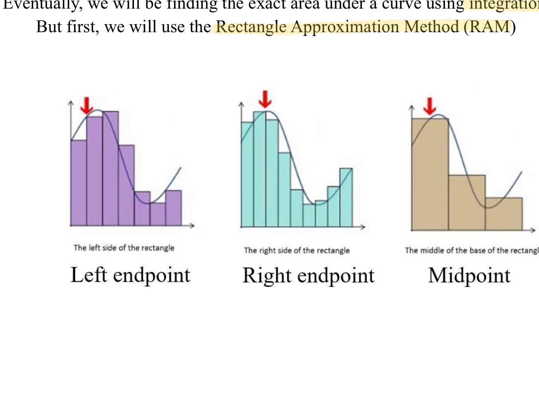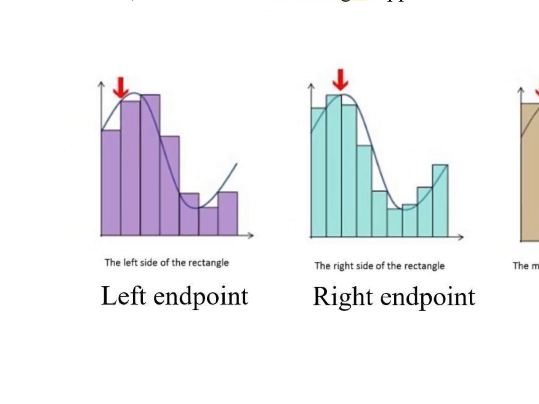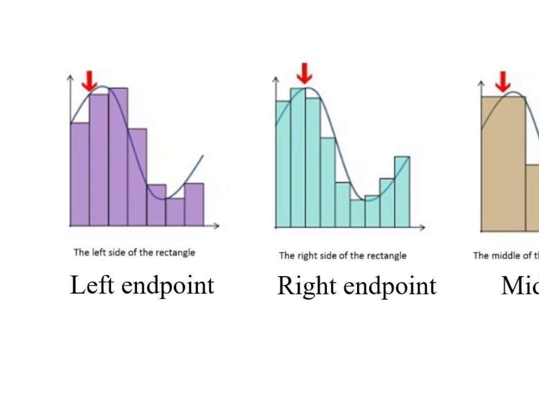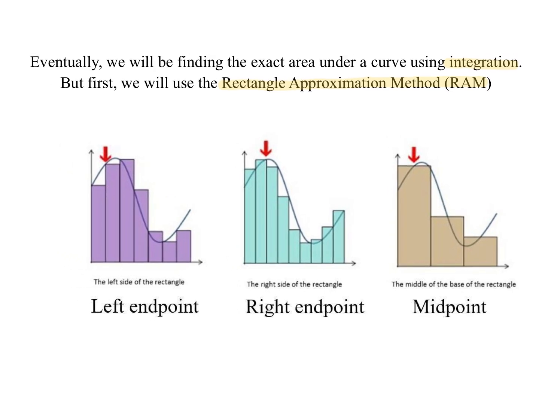We can do three different setups for these. You can use the left endpoint. So you'll see here that the left side of our rectangle is on the curve, and that dictates the height of each rectangle. Or you can use the right endpoint. You can see here, the right endpoint is on the curve, and again, that will dictate the height of each individual rectangle. Or you could use the midpoint. You can see in here, the midpoint of each rectangle is on the curve.